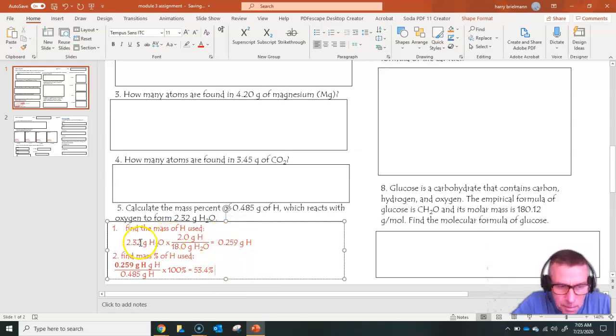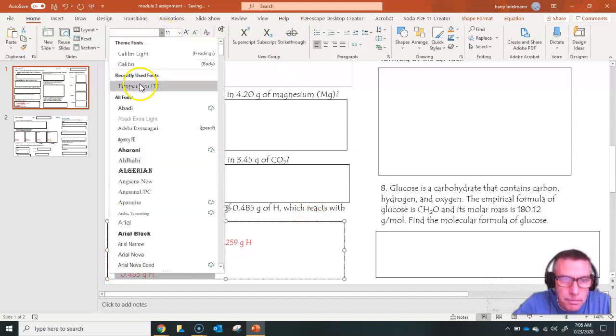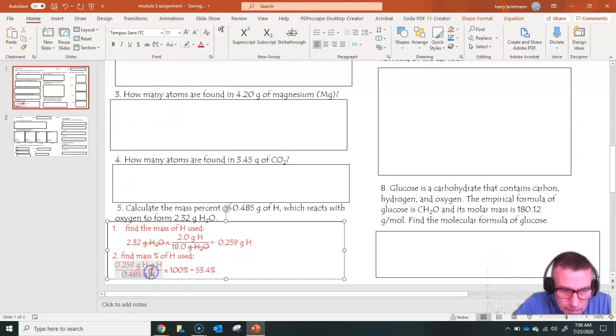Now let's do a little bit more cleaning up here so that when you hand this in, it looks absolutely beautiful. A gram of water divided by a gram of water equals 1. That's why we set these things up so that the units work perfectly. Cleaning up our fonts here, and recognizing that a gram of hydrogen shouldn't be written twice. And a gram of hydrogen divided by a gram of hydrogen also cancels.